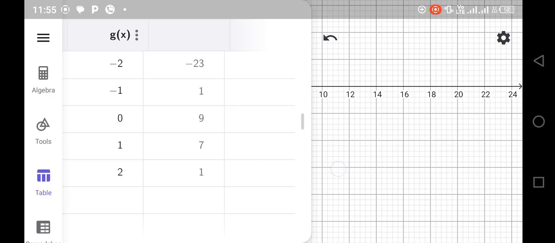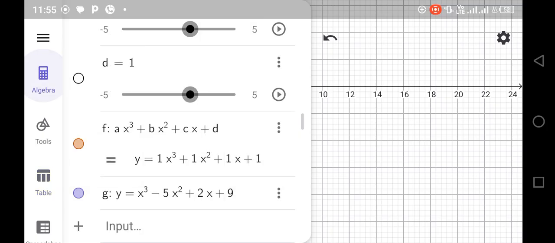As you can see, we have the table of values for x and y. For x, start with -2. For the manipulation there, we can see y is -23. When x is equals to -1, the other side is 10. When x is 0, the other side is 9. At x equals 1, the other side of y is 7. At x equals 2, the other side is 1.